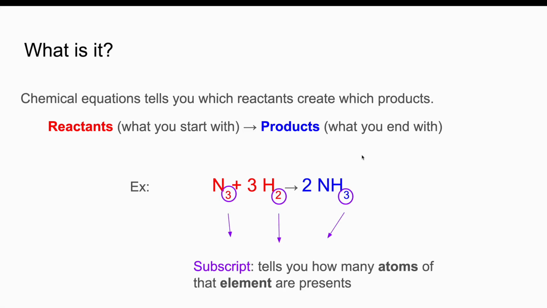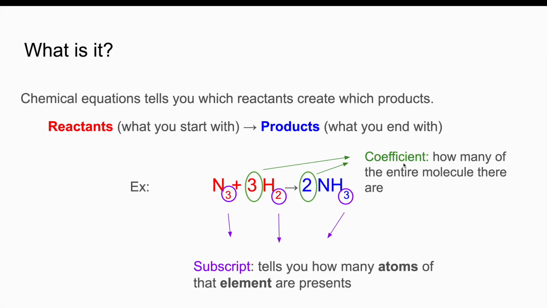Some important things to keep in mind. The subscripts of elements tell you how many atoms of that specific element are present. So for example, this nitrogen over here, this subscript of 3 tells me I have 3 atoms of nitrogen. And over here, this subscript of 3 tells me I have 3 atoms of hydrogen, just 3 atoms of hydrogen, since it's only under hydrogen.